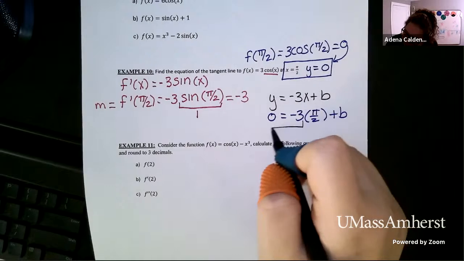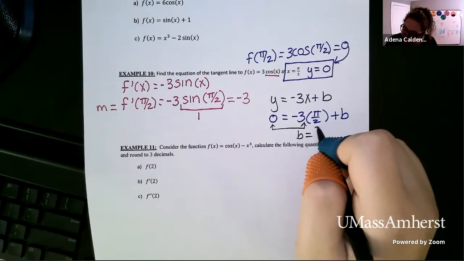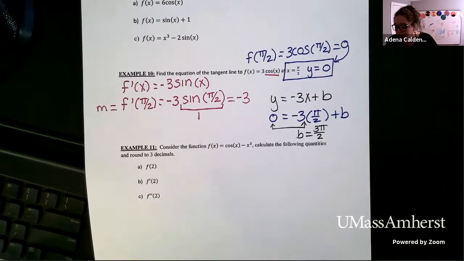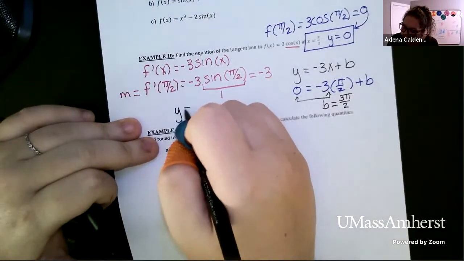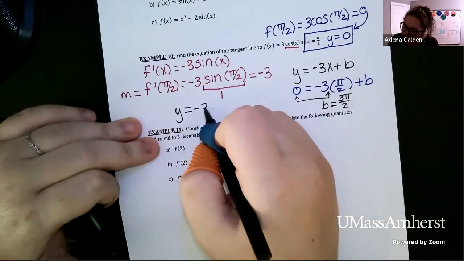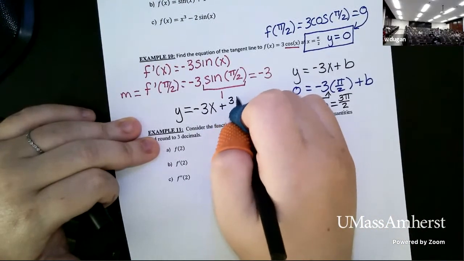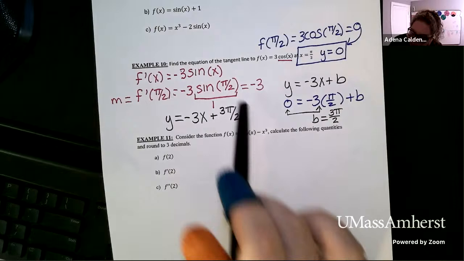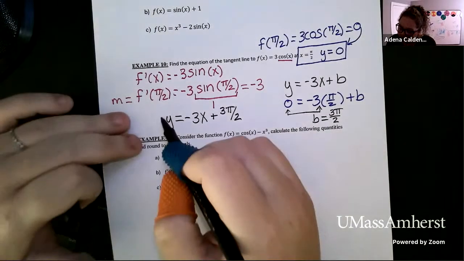So to solve for b, I need to add this term over to the left. So that's going to give me that b equals 3 pi over 2, right? It looks a little strange to have the pi in there, but we need to leave it this way. So now our equation becomes negative 3x, so negative 3 was our slope, plus 3 pi over 2, okay? So that is the equation of our line. 3 pi over 2 is a number, and it is represented correctly because we wrote it exactly. So that's what the equation of our line looks like.